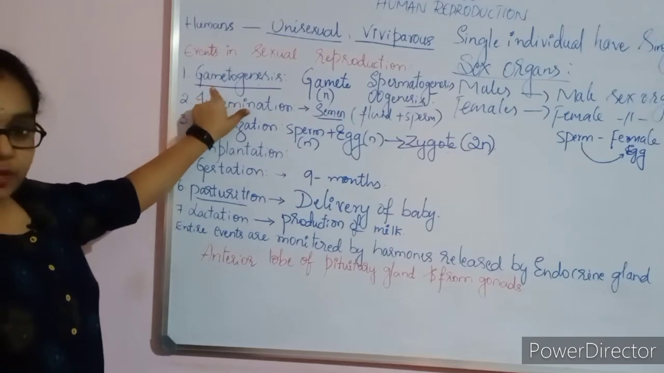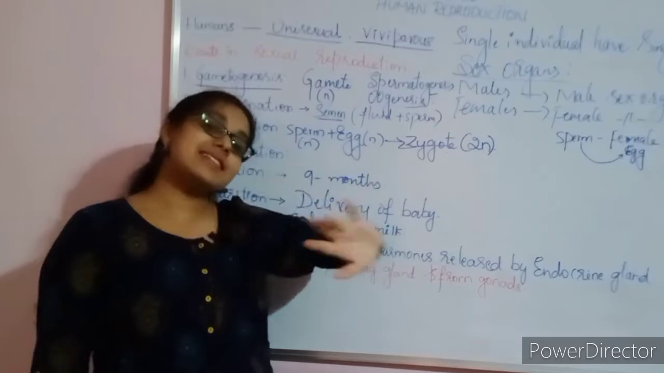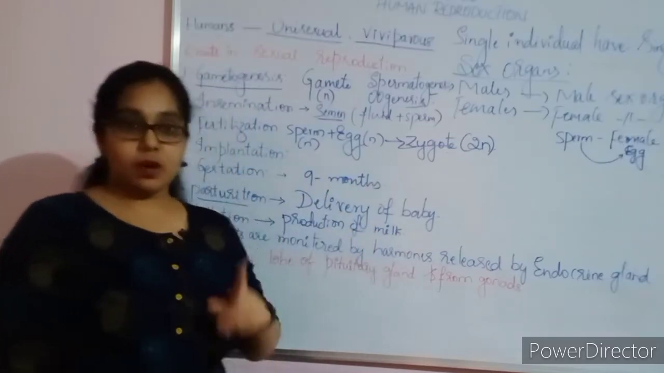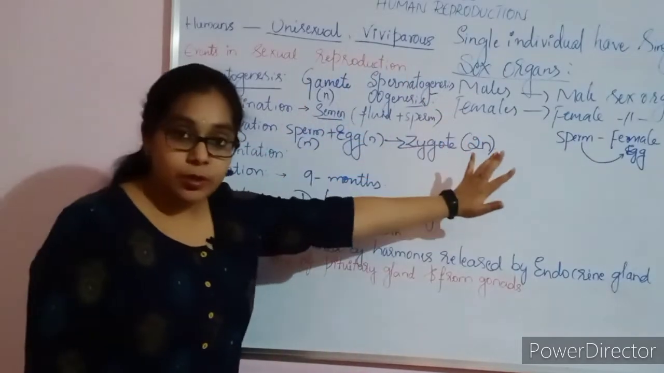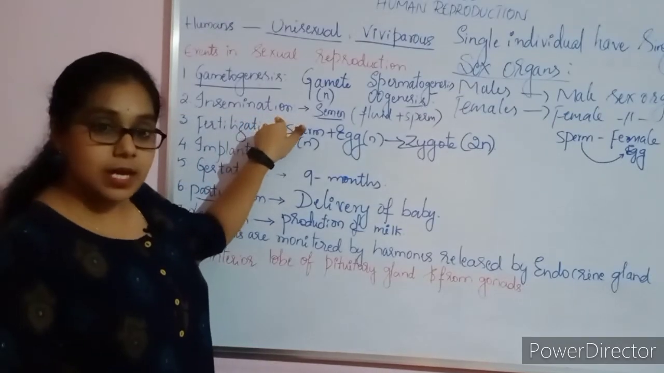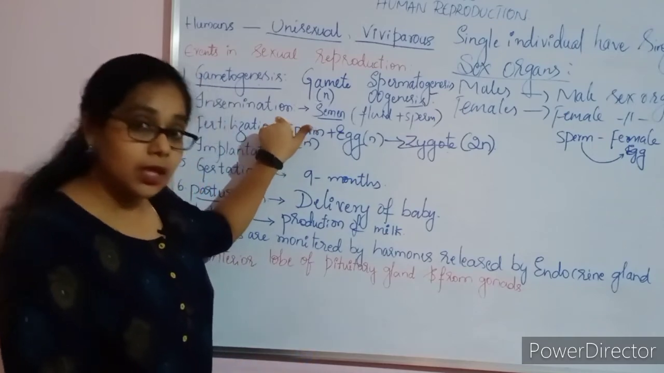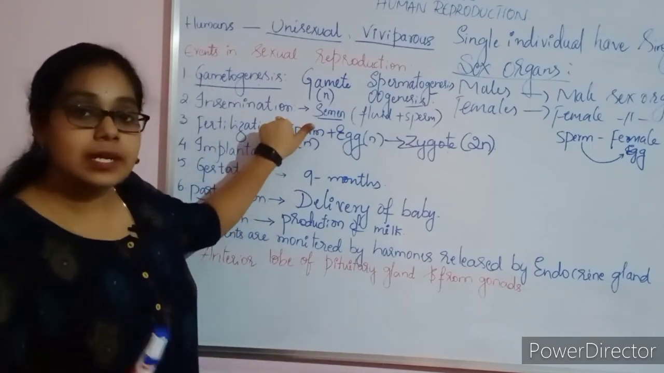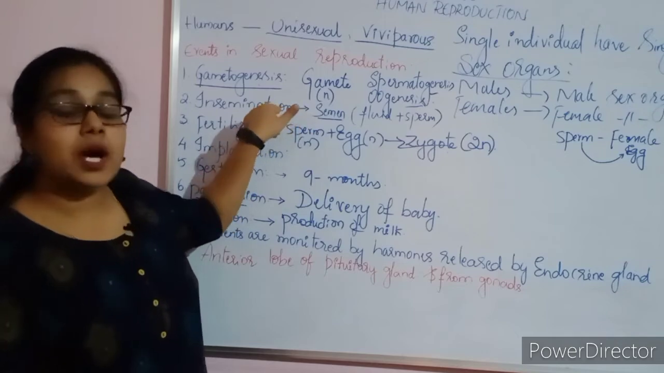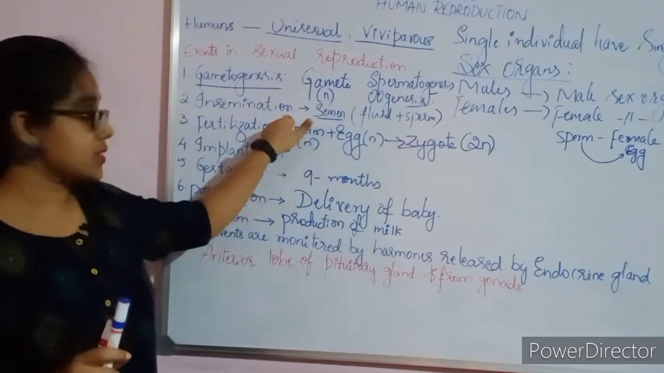because for the purpose of reproduction, gametes are obviously very important in both males and females. Once the gametes are produced, insemination has to take place. In order for reproduction to take place, the sperm cell has to reach the egg cell. That happens during coitus, copulation, or sexual intercourse.